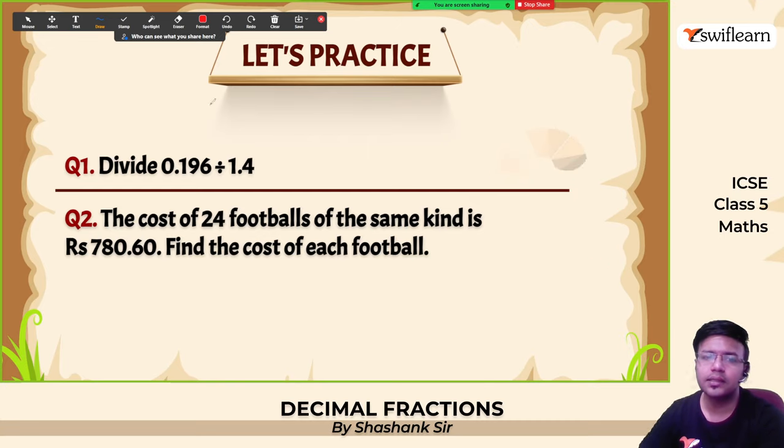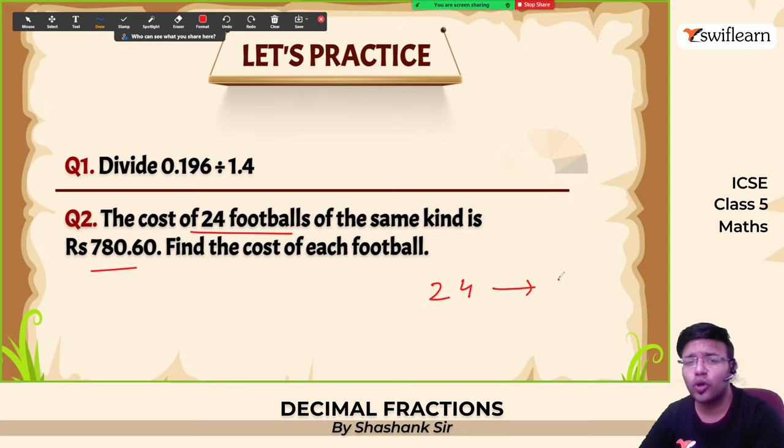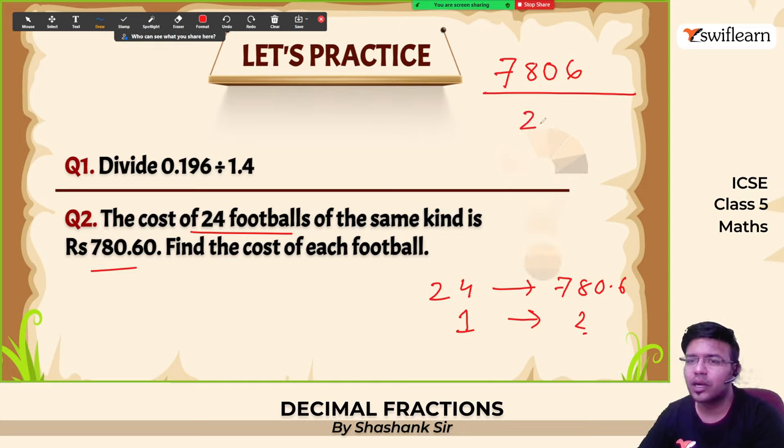0.14 is the answer. The cost of 24 footballs, the same kind, is this many rupees. Find the cost of each football. 24 footballs cost 780.6. One football costs how much? It is nothing but 780.6 into 1 by 24. So multiply by 10, divide by 10, 7806 divided by 24 into 10.